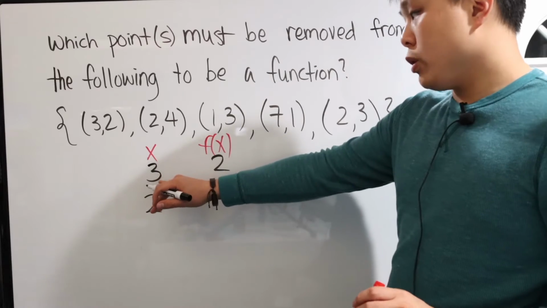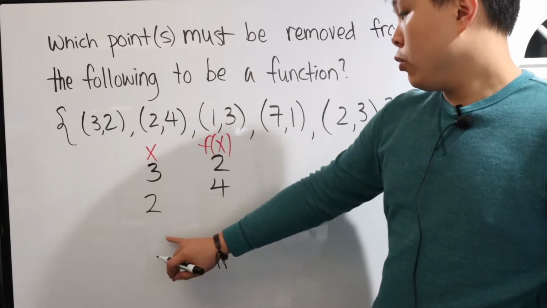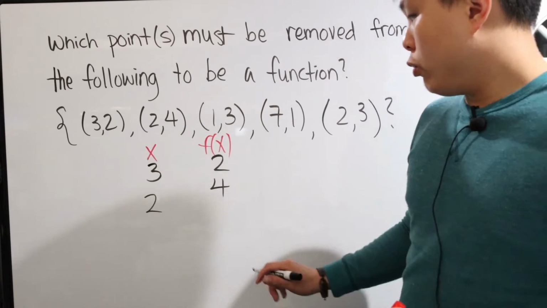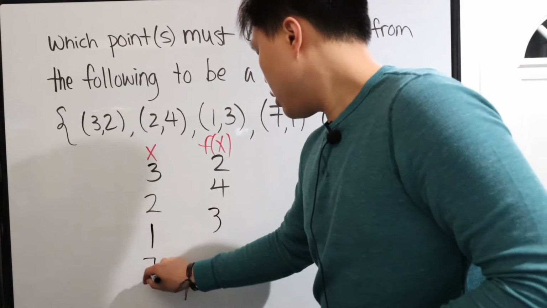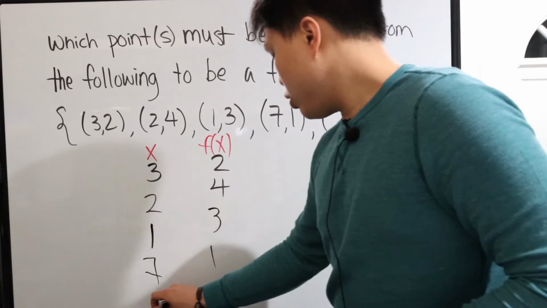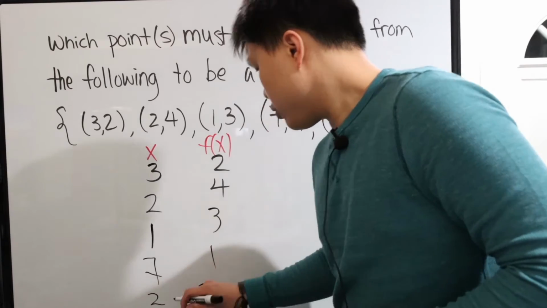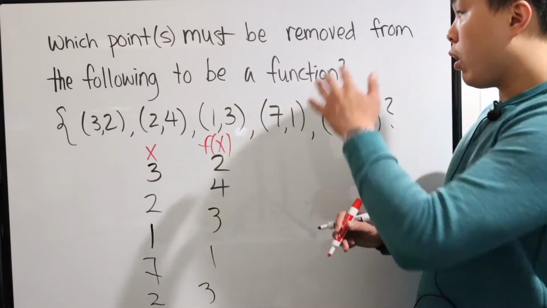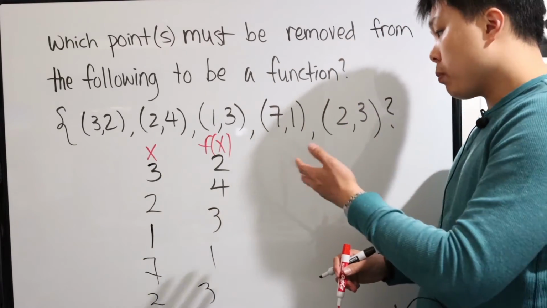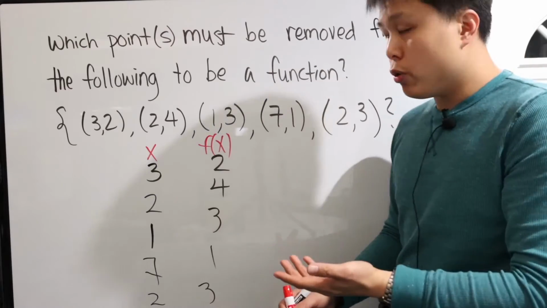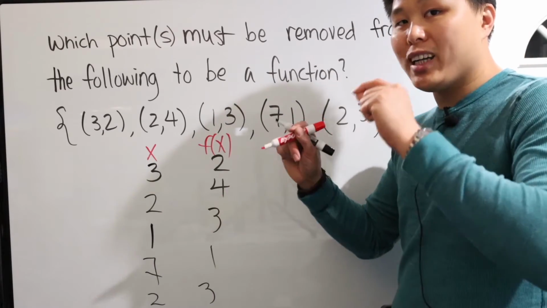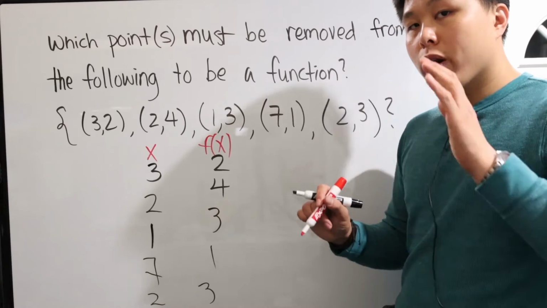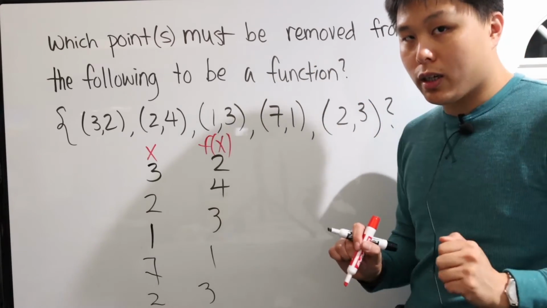So we have 3. When you put in 3, you get 2. When you put in 2, you get 4. When you put in 1, you get 3. When you put in 7, you get 1. When you put in 2, you get 3, right? So the question is, which of the following points, or like one or more points, that we must remove to make this a function? Remember, every input has to have a specific output. So whatever I put in, I have to know exactly what's going to come out.